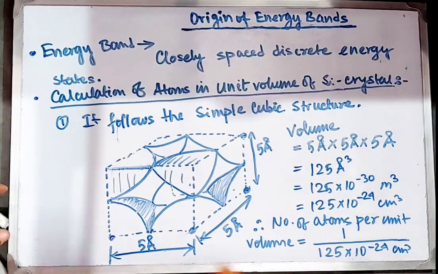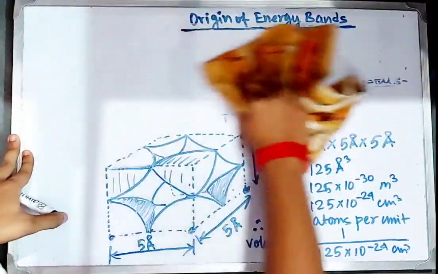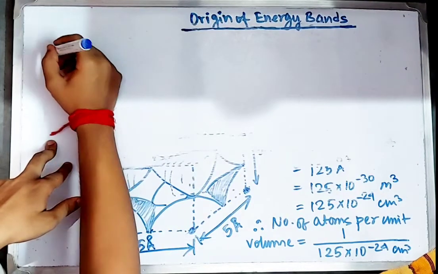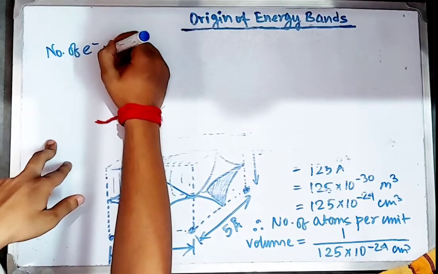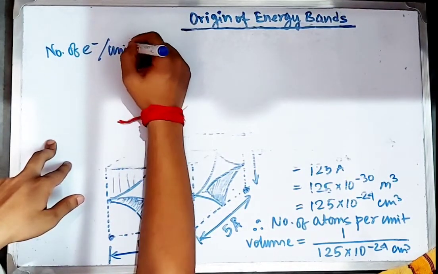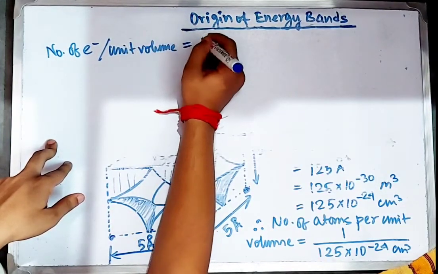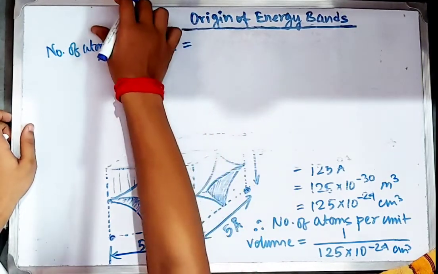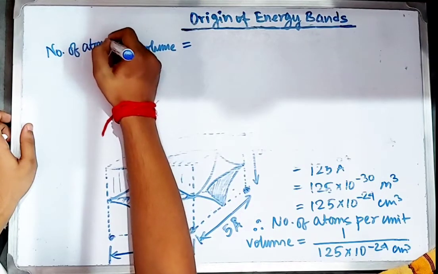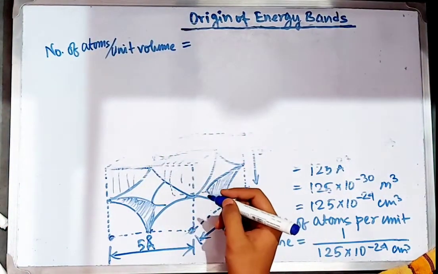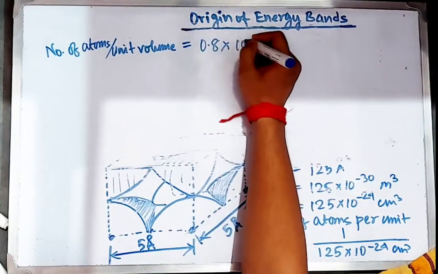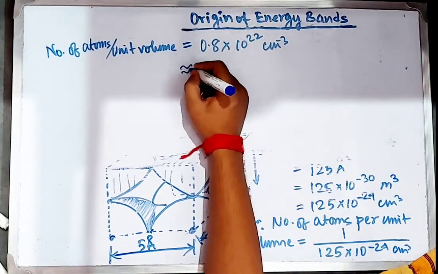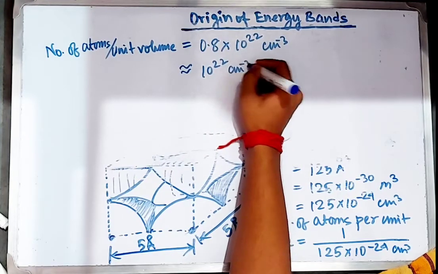So if I calculate this, then the number of electrons per unit volume, sorry, number of atoms per unit volume, is equal to 0.8 into 10 to the power 22. That means it is more or less equal to 10 to the power 22 per centimeter cube.